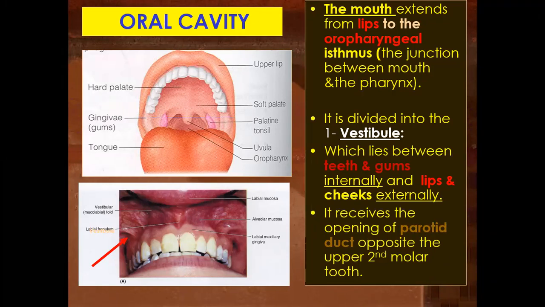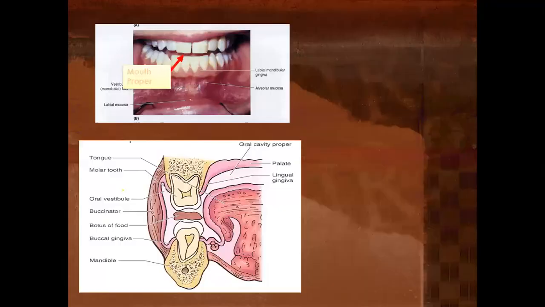It receives the opening of the parotid duct. Why is it important? Because the parotid gland is one of the salivary glands, which will open into this small space opposite the upper second molar tooth. There is a small opening just beside that, which is the opening of the parotid duct. So that's why this space is very important. If there is any blockage in the parotid duct, then you can trace it from here.